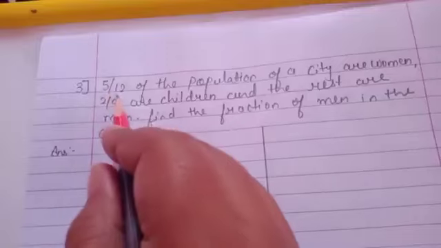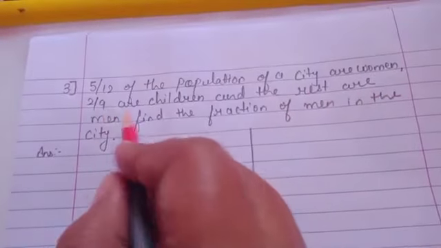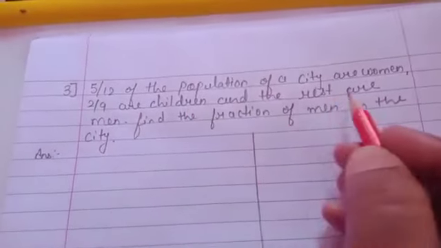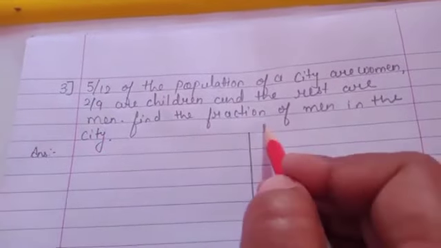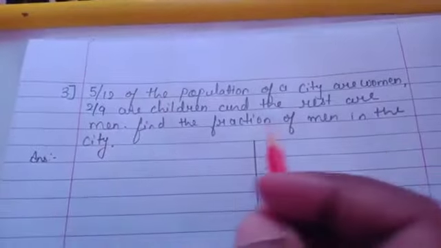Question 3. 5 upon 12 of the population of a city are women, 2/9 are children and the rest are men. Find the fraction of men in the city. We have to find the fraction of men in the city.